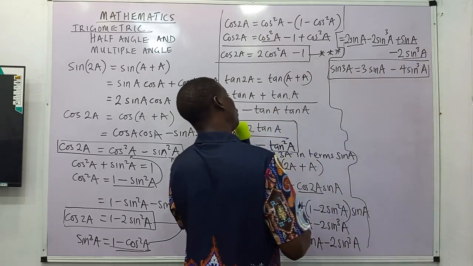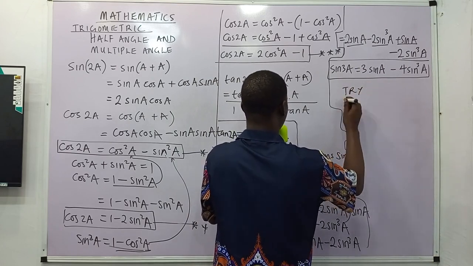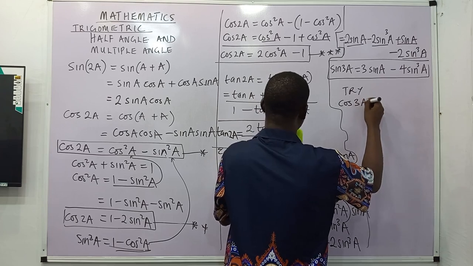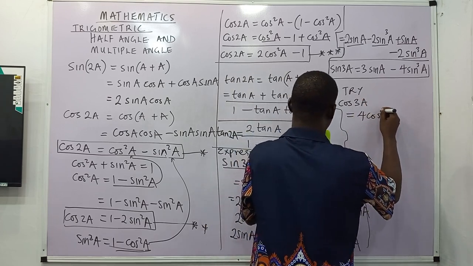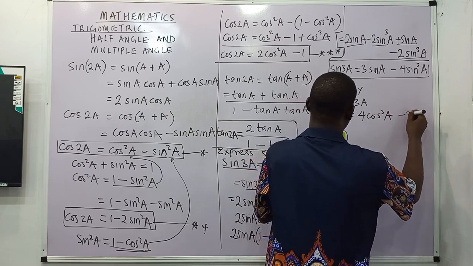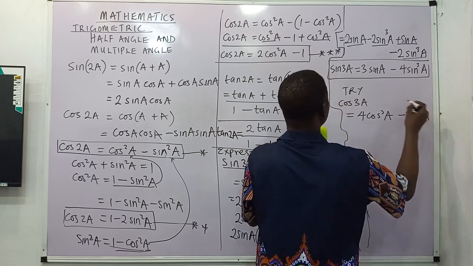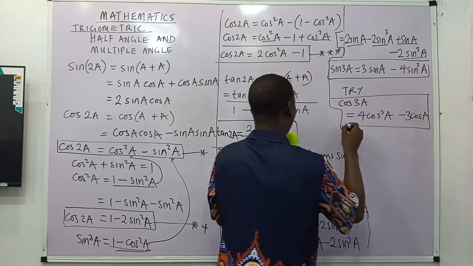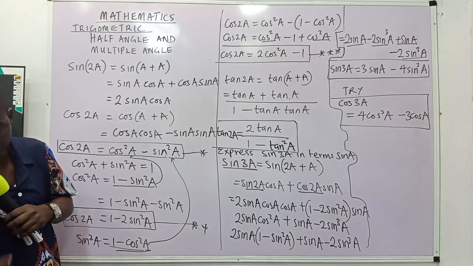So what I want you to do for me now is try this. Cos 3A. The answer you should be having should be what? 4 cos cube A minus what? 3 cos A. This is what you should be having in terms of cos only. Try that and tell me what your answer will be.